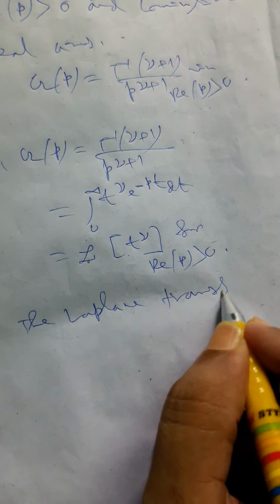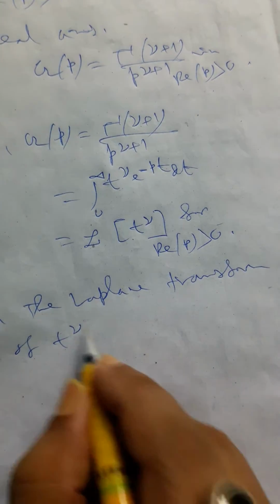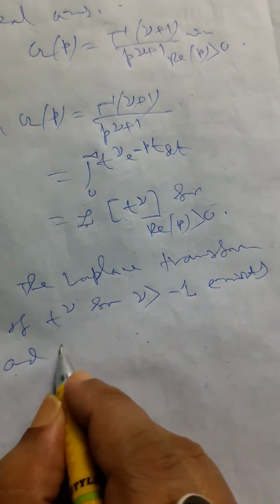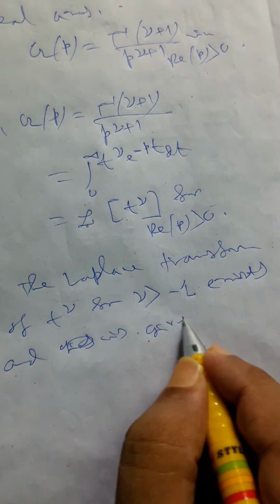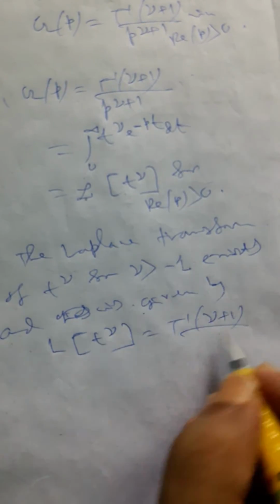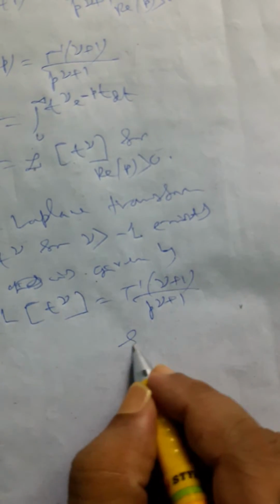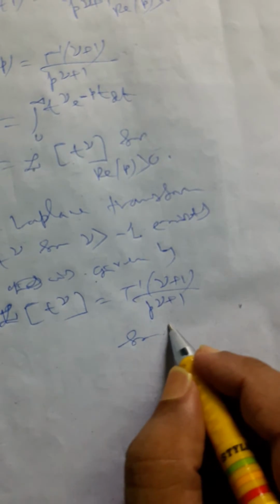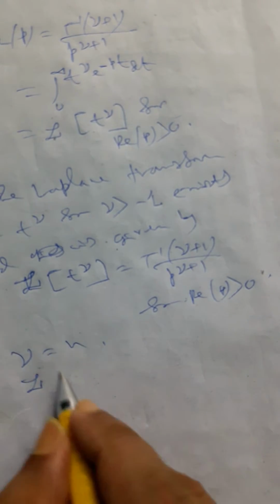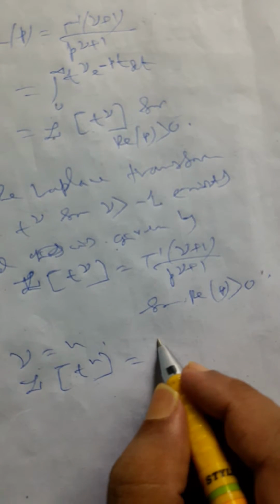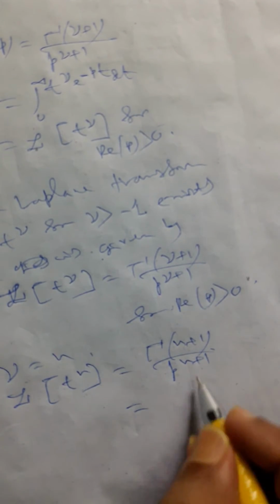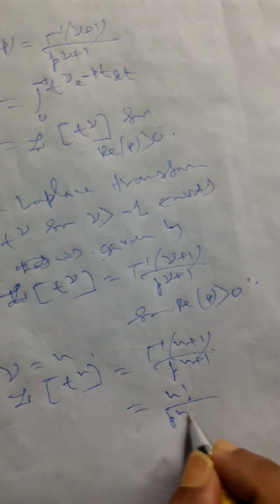Therefore the Laplace transform of t to the power gamma for gamma greater than minus 1 exists and is given by L of t to the power gamma equal to gamma of gamma plus 1 by p to the power gamma plus 1, for real p greater than 0. If we take the positive integer gamma equal to n, then L of t to the power n is gamma of n plus 1 by p to the power n plus 1, and it is clearly noticeable that gamma of n plus 1 is n factorial, so it is n factorial by p to the power n plus 1.